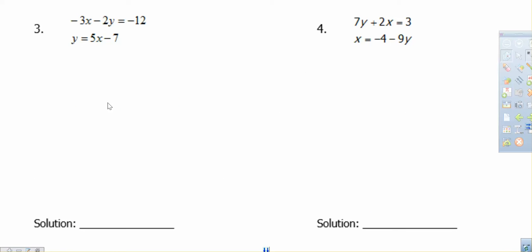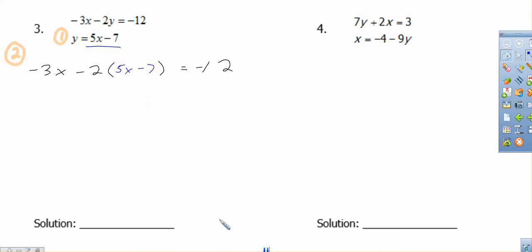Right, number 3. Step 1, select the equation that has y or x by itself. This time it's going to be that second equation. And we will replace every time we see a y in the first equation with 5x minus 7. So negative 3x minus 2 times y equals negative 12. So we'll replace down there that y with 5x minus 7. Distributing, we get negative 10x plus 14. So negative 12, bring down the negative 3x.